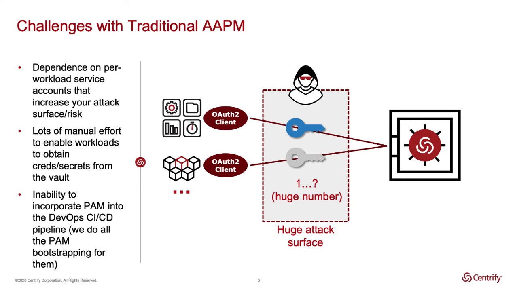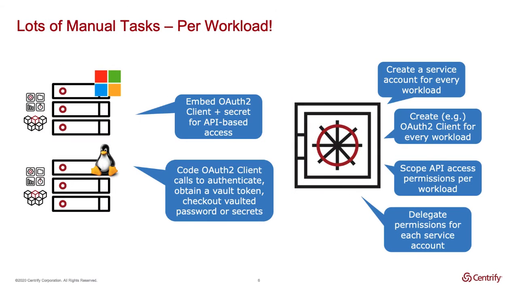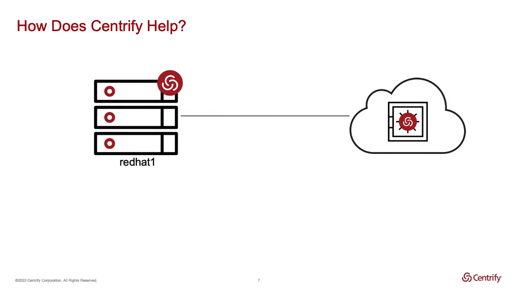Then there's the operational overhead. DevOps embraces speed and efficiency through automation. With traditional AAPM, you can't effectively embrace this model. Here's a typical set of manual tasks to enable a workload to access vaulted credentials and secrets. The overhead is potentially huge as well. So how can we enable AAPM while solving these additional challenges?